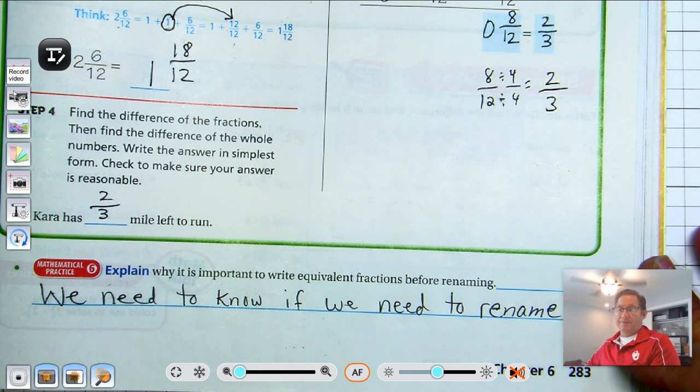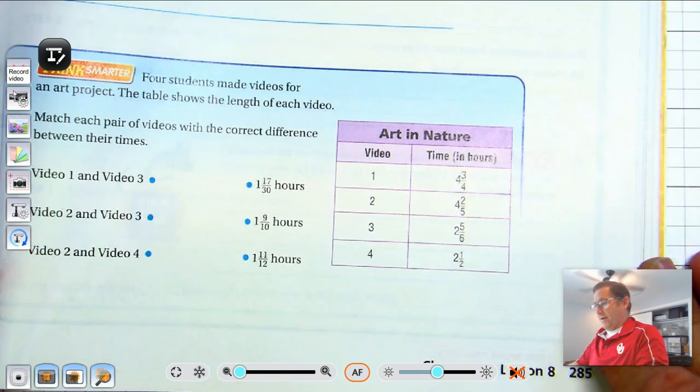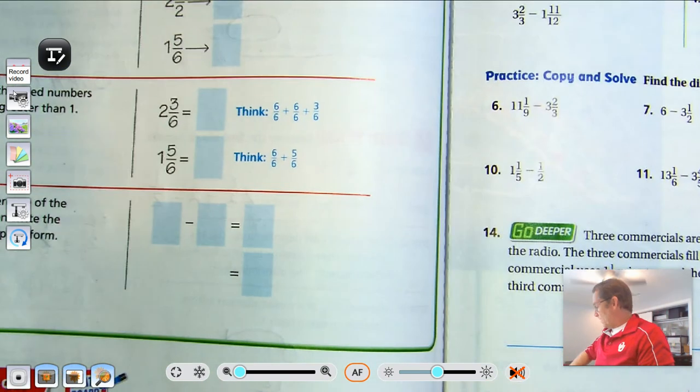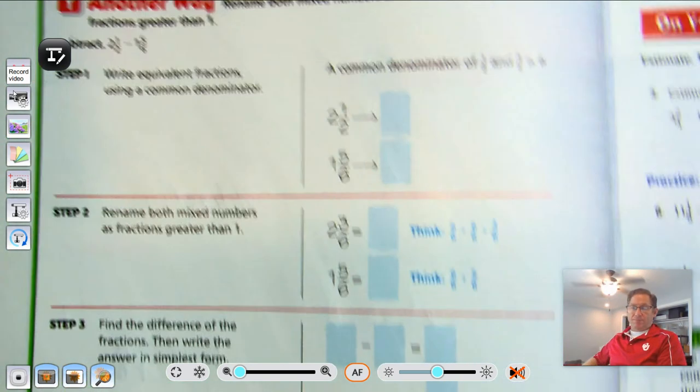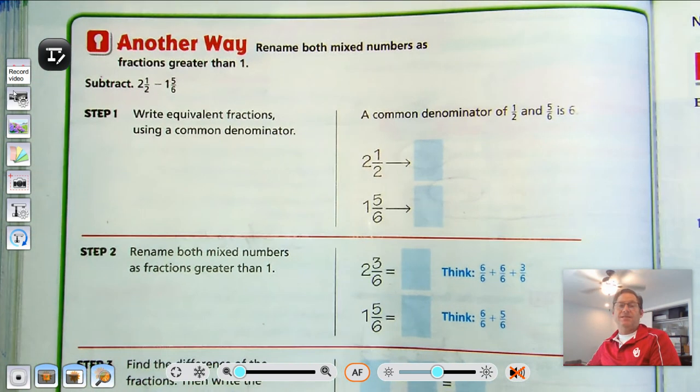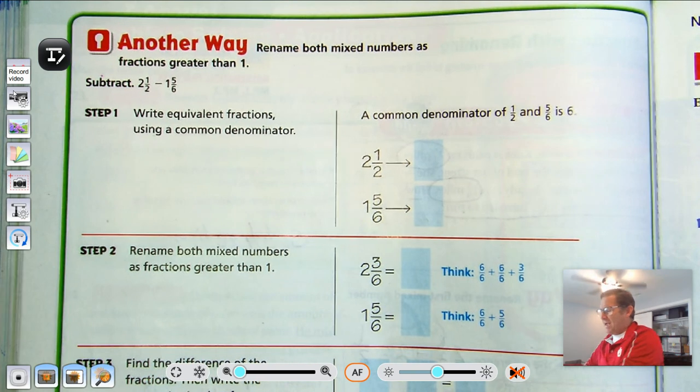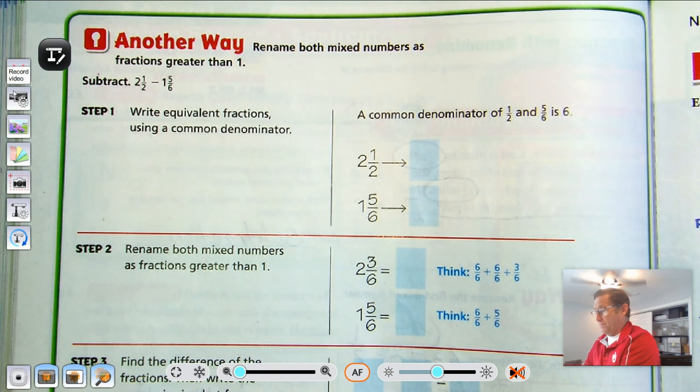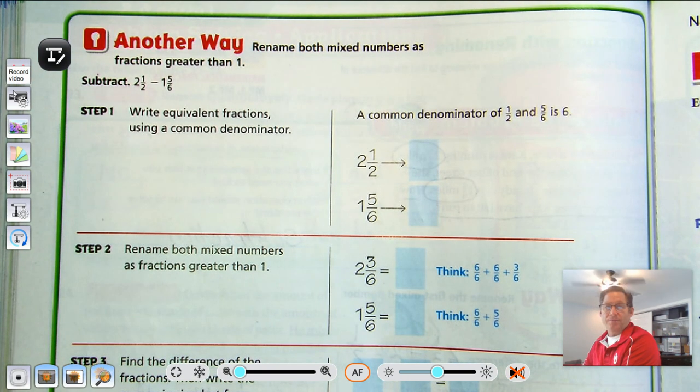Okay, and we really don't know that until we find equivalent fractions. All right. So that was one way. You could rename just the first mixed number. I can also rename both mixed numbers as fractions greater than 1.